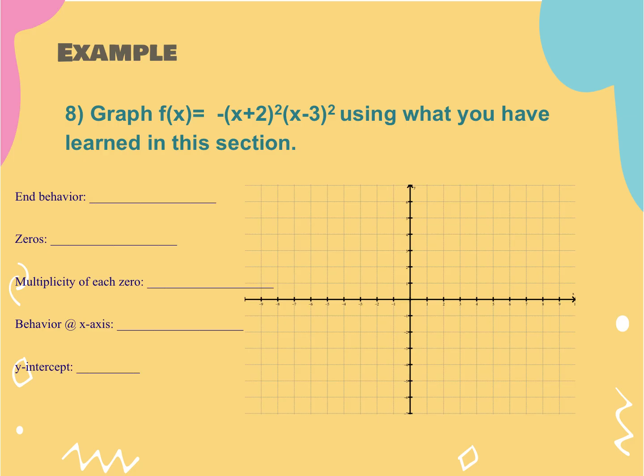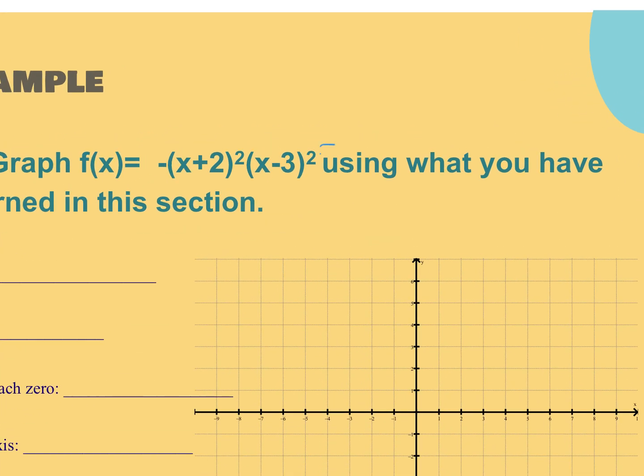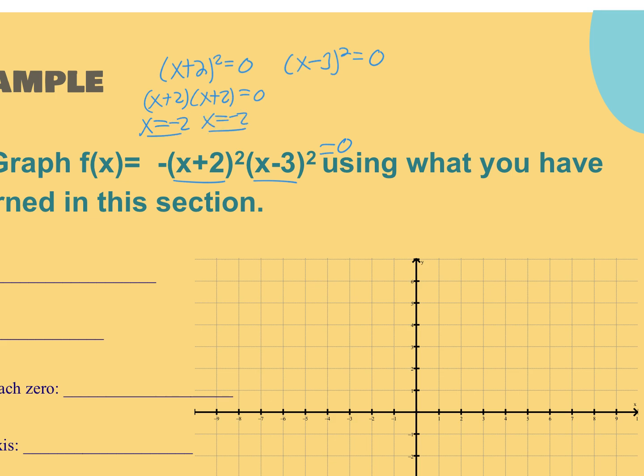So once again, this is in factored form. What we're going to do if it's in factored form, set these equal to 0. Again, I'm just going to set each of these factors equal to 0. So this is going to be x plus 2 squared equals 0 and x minus 3 squared equals 0. All right, and again, that just means x plus 2 times x plus 2 equals 0. And then if you set each of these equal to 0, you get x equals negative 2 twice, all right?